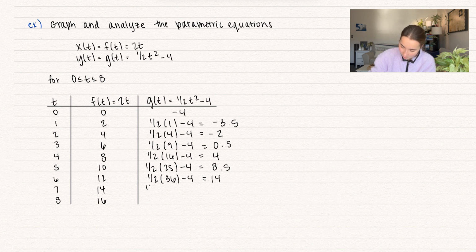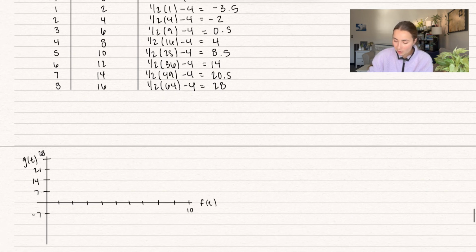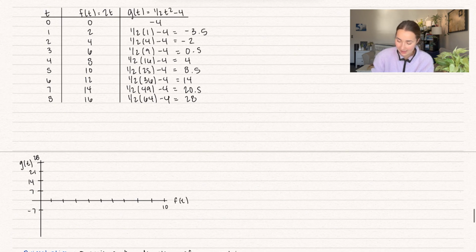We're almost there. 1/2 of 49 minus 4. Half of 49 is 24.5. 24.5 minus 4 is equal to just 20.5. And then 1/2 of 64 minus 4, 32 minus 4 is indeed equal to 28. So let's go ahead and try to graph these out.